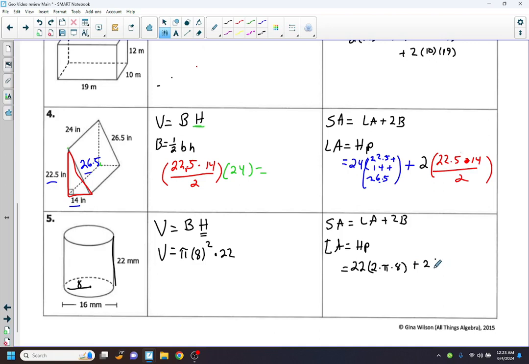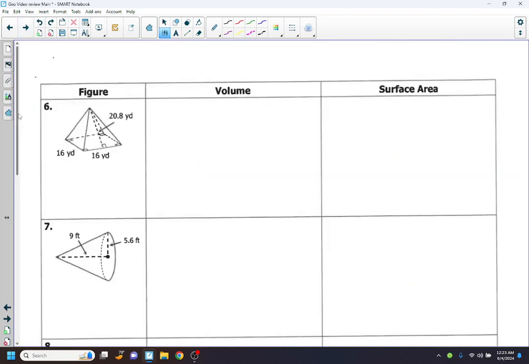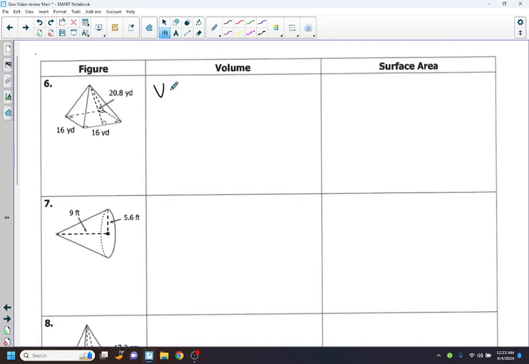Plus 2 times the base, which we found out over here, is pi times 8 squared. Type that in your calculator, you get your answer. This one, volume. This is going to be a pyramid. A pyramid volume is 1/3 base times height.